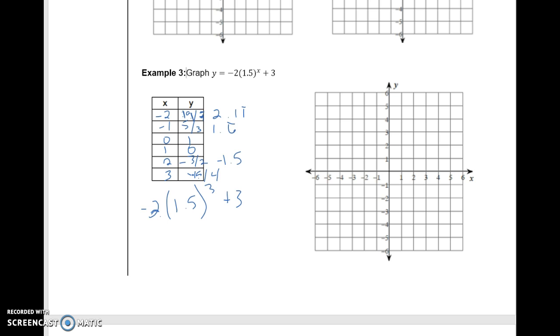I got negative 2 and about 2.11. Right in there. Sorry, my pen's not very calibrated. Negative 1, 1.6, right in there. 0, 1, bam. Now 1, 0 right there. And then 2 is at negative 1.5 right in here. And then 3 is at negative 15 fourths, which is negative 3.75.